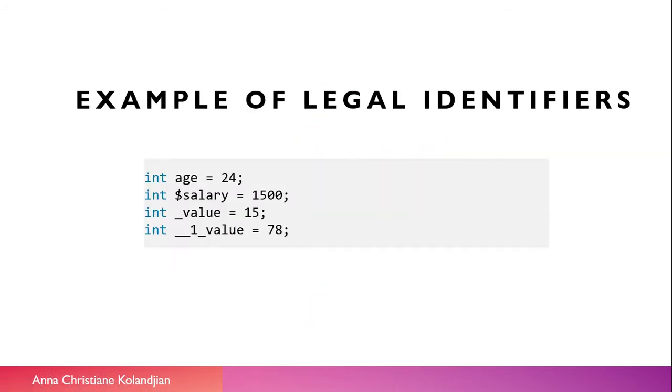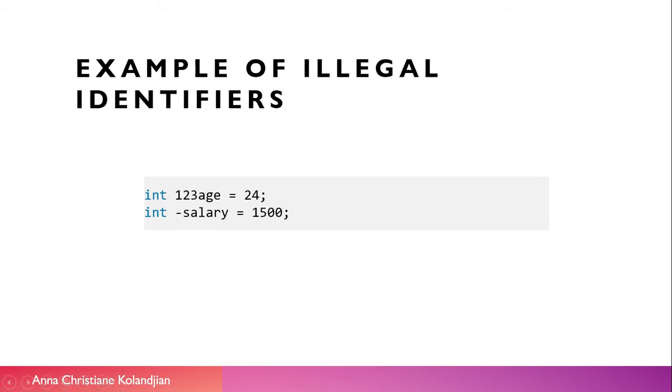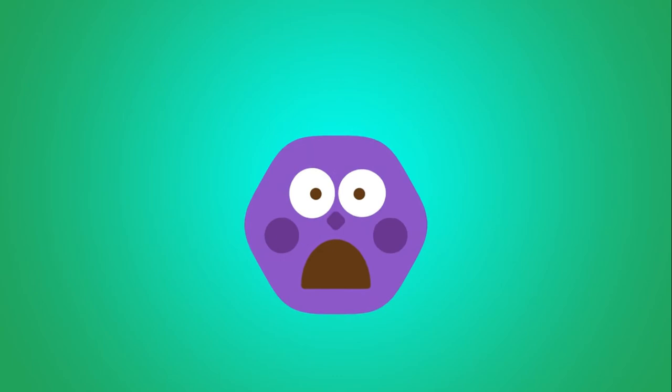Examples of legal identifiers: int age equals 24, or salary starting with a currency character, value starting with an underscore, or you can even put a number after an underscore. Examples of illegal identifiers: an identifier starting with a number, like 123age, or minus salary, or dash salary. Now, while naming your identifiers, when should you use lowercase or capital case?